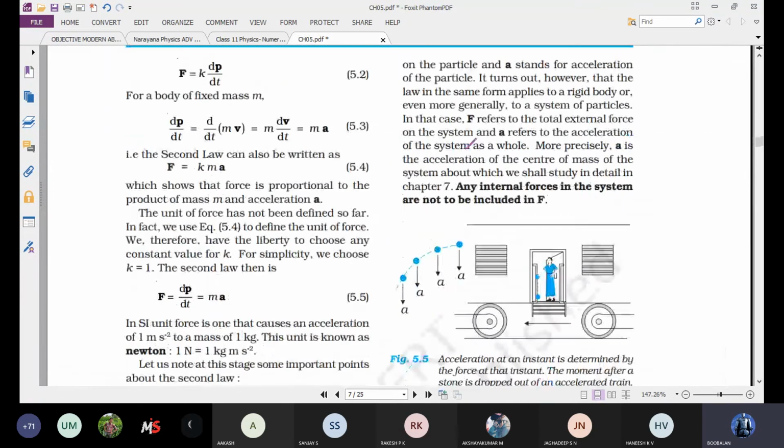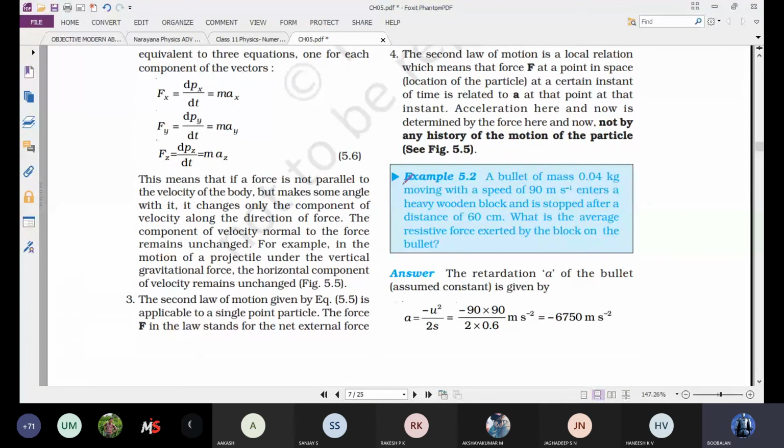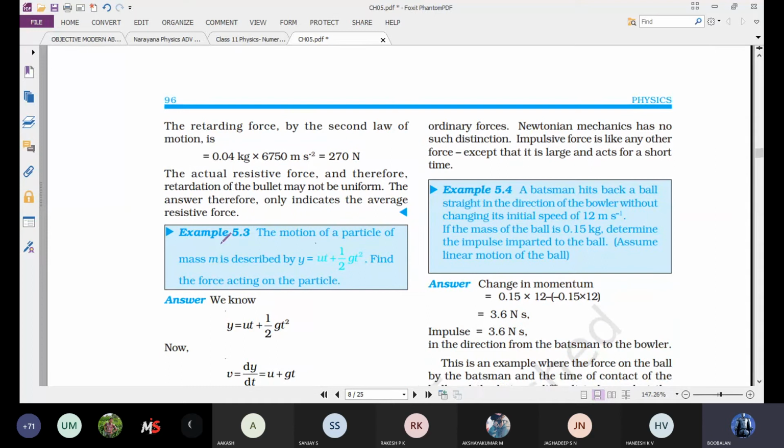In this problem also you will prepare problem number 5.2. That is one only, now completed. No problem. Newton's third law, impulse.